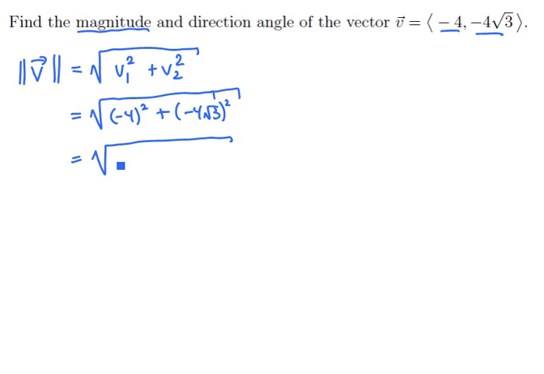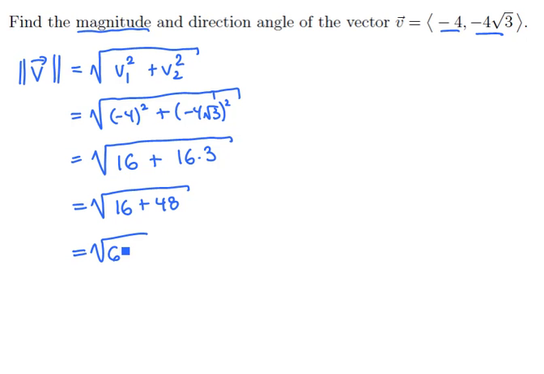-4 squared is 16. -4 root 3 squared, let's see, 4 times 4 would be 16, and root 3 times root 3 would be 3. And so if we clean this up, that would be 16 plus 48, or the square root of 64, for a grand total of 8. And so that's the magnitude of the vector. And that answers the first part of the question.